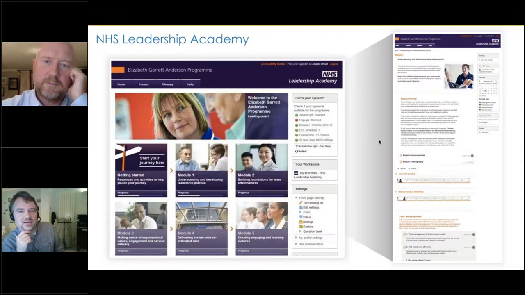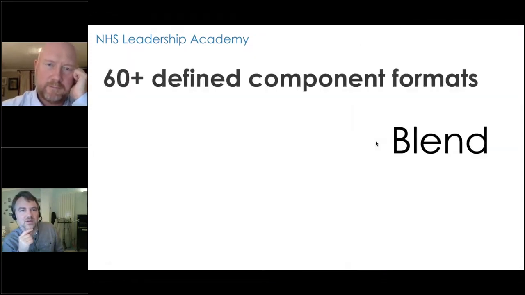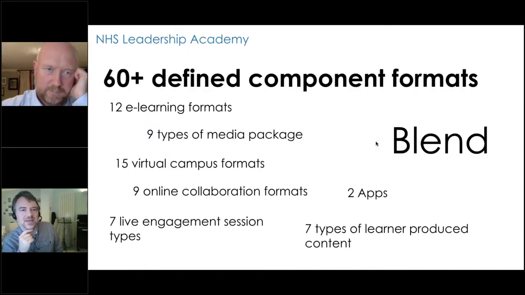If we move on, we can look at what went into the NHS Leadership Academy. Now, we have to note this is a very large academy. Several master's programs were in this academy.